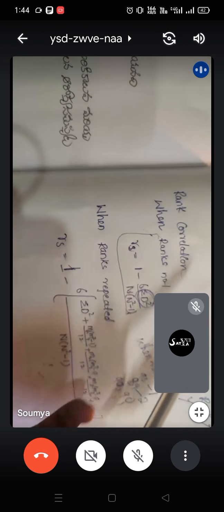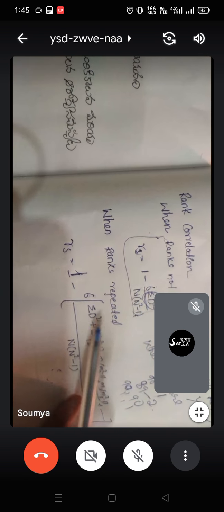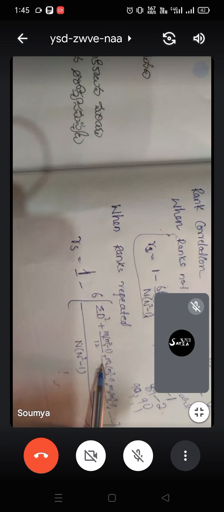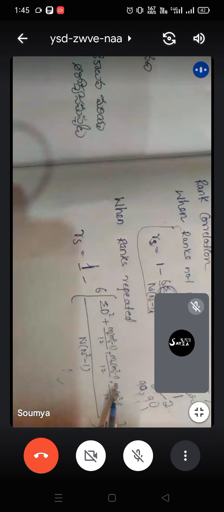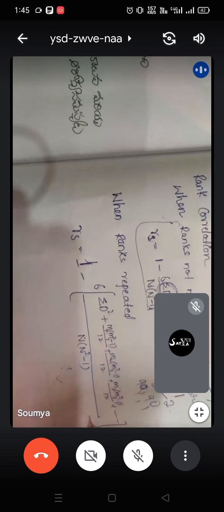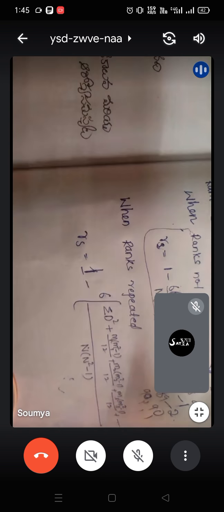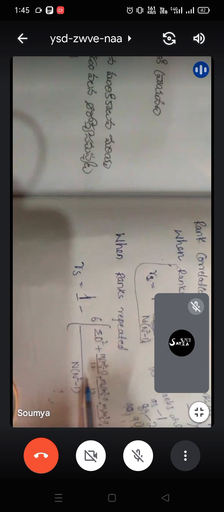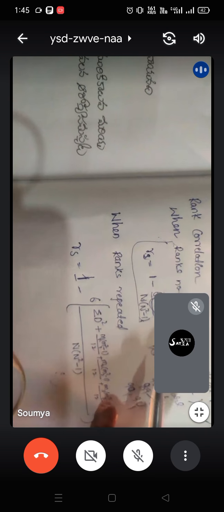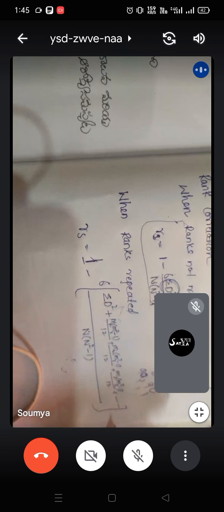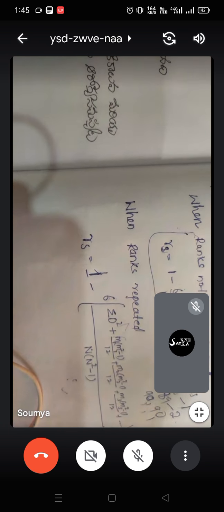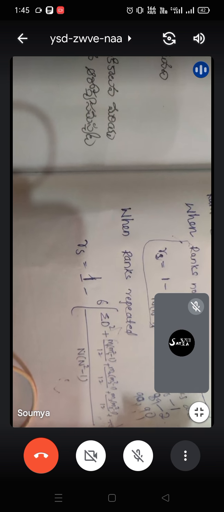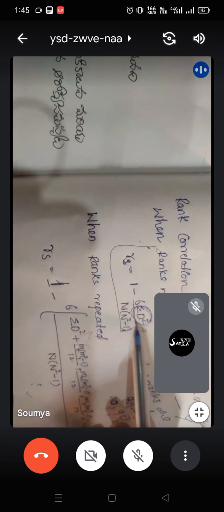Rs equals 1 minus 6 into summation d square plus m1 into m1 square minus 1 by 12 plus m2 into m2 square minus 1 by 12 plus m3, up to however many times the number is repeating, and by the same n into n square minus 1. You have to consider the addition of these terms because the repetition is allowed here. This is the formula for when ranks are repeated, as opposed to when ranks are not repeated.